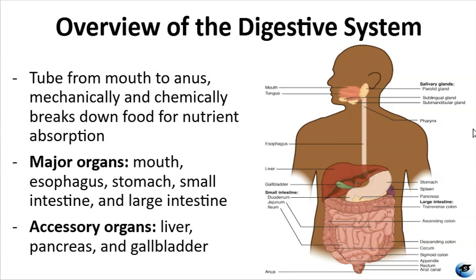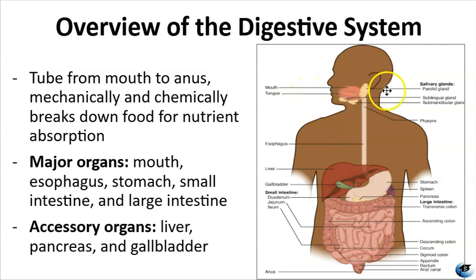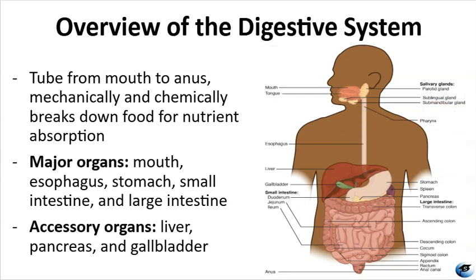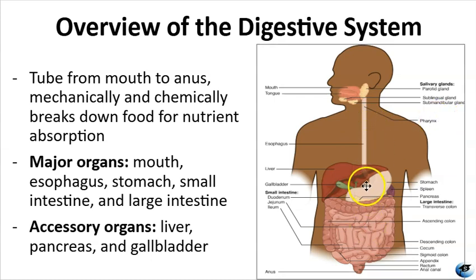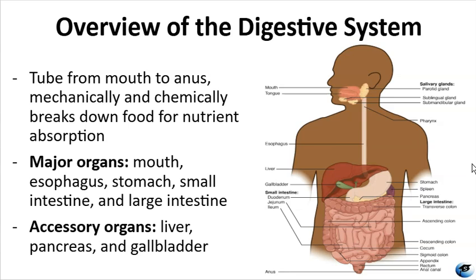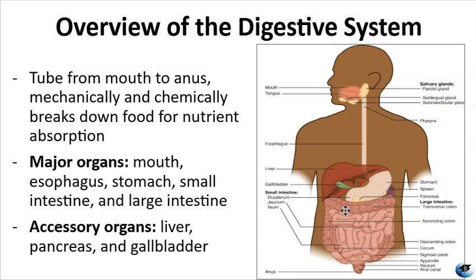The digestive system is essentially a continuous tube that runs from the mouth all the way down to the anus. Its main function is to mechanically and chemically break down the food that we eat so that nutrients can be absorbed and used by our cells. Within this system, we have the major organs, which include the mouth, where digestion begins with chewing and saliva, then the esophagus, which transports food to the stomach, where food is further broken down by acid and enzymes, the small intestine, the primary site for nutrient absorption, and the large intestine, which absorbs water and forms waste.